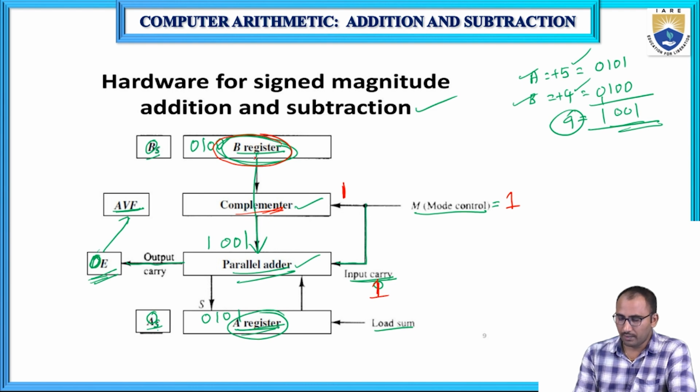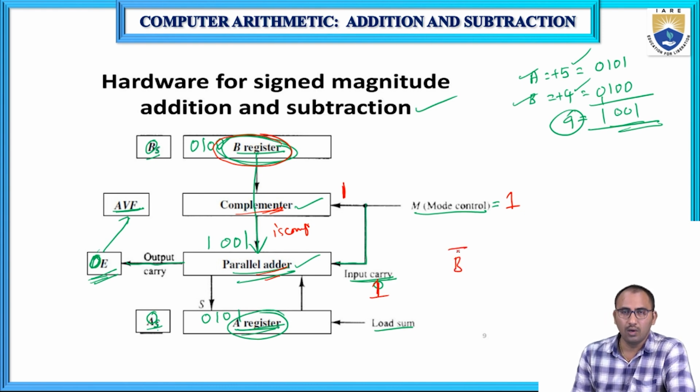Then it will be given to the parallel adder. So here, what will happen? After you perform a ones complement on the B register, you will get the ones complement, that means B bar. What is B bar? B bar is the ones complement of the B register.